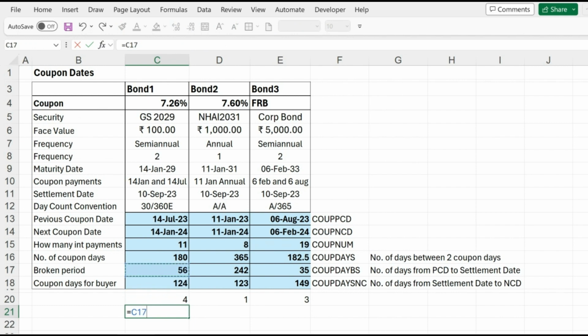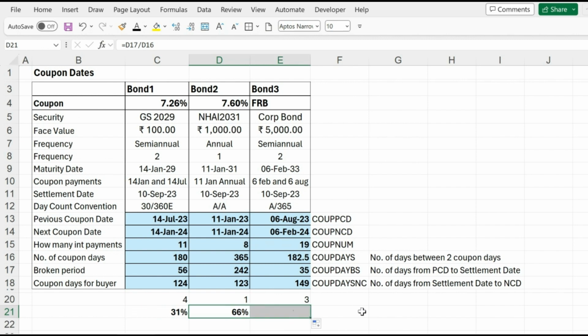If we just do 56 divided by 180, which means 31% of the coupon will be paid to the seller, and 69% will go to the buyer. And similarly, out of 365 days, 242 is for seller, 123 is for buyer. Now, you may find in some cases that it's not matching with the total 365 days. That's because the calculations may have a leap year in them. So 66% is for seller, and the remaining 34% is for buyer. The same way in this case, 19% is for seller and the remaining for the buyer.